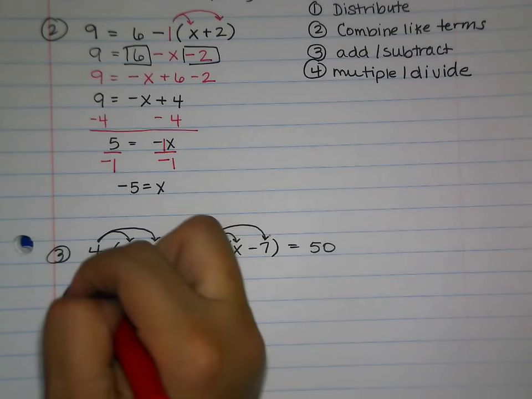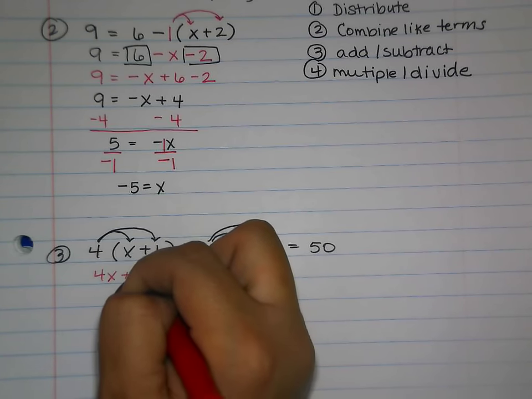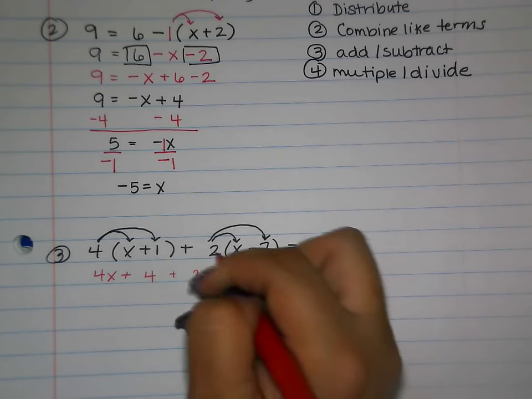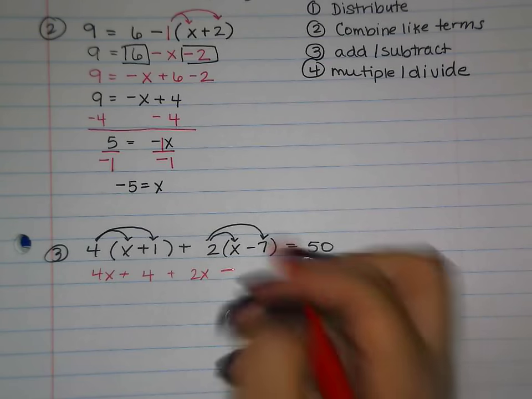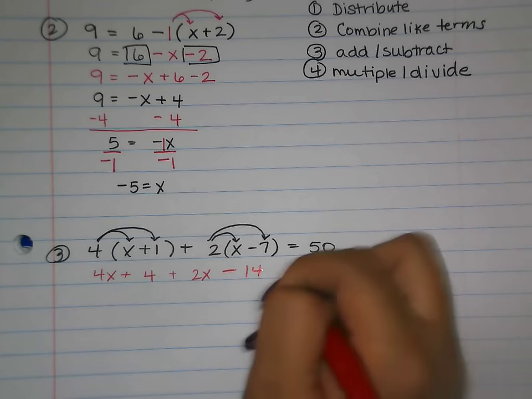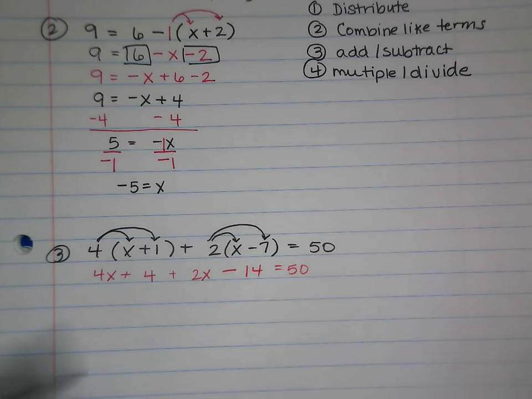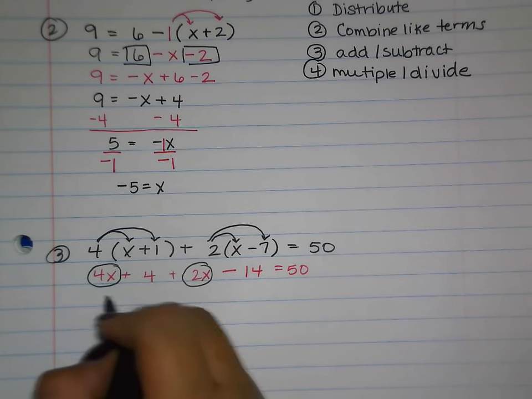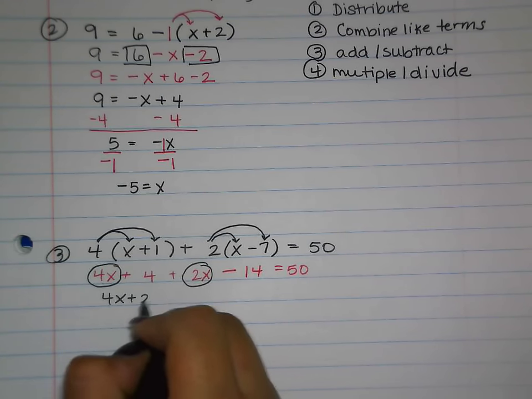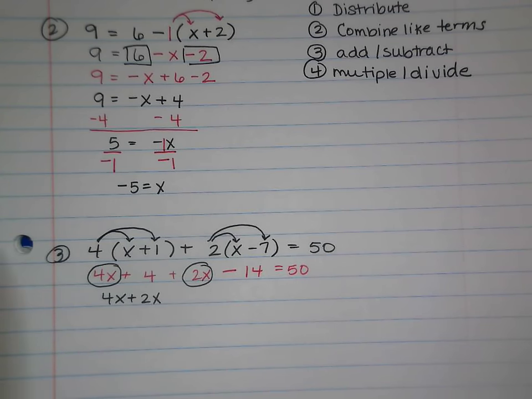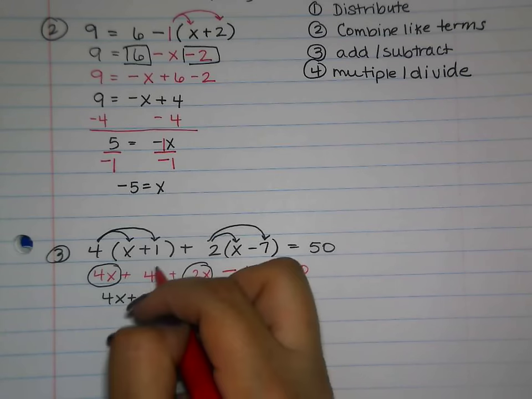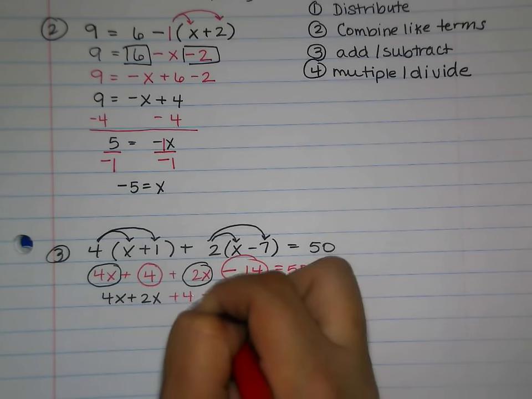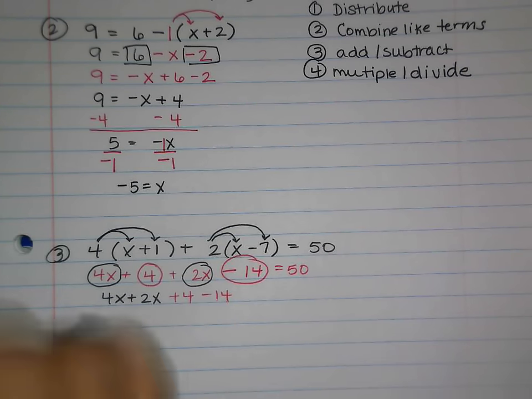So that's going to leave us with 4 times x plus 4, because that's 4 times 1, plus 2 times x, which is 2x, minus, because there's a minus sign here, 2 times 7, which is 14, all equal to 50. Now we can do some combining like terms. I know that these are x's and these are x's, so those will be 4x plus 2x. And we also have a constant of 4 and a constant of negative 14, so we'd say plus 4 minus 14 is equal to 50.